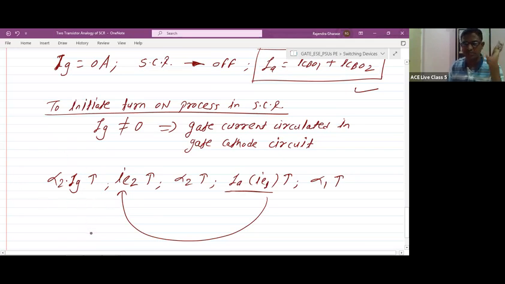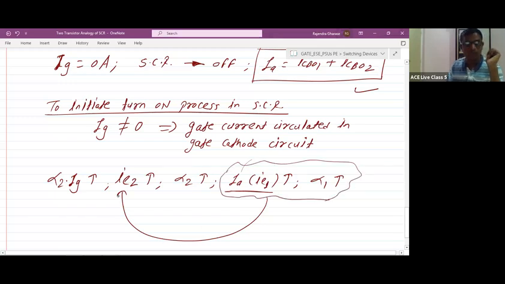That term will increase. As this term increases, your IE2 will increase. IE2 increases, alpha 2 increases. Alpha 2 increases, IA increases. IA increases, alpha 1 increases. Further, these two terms are increased, IA and alpha 1.